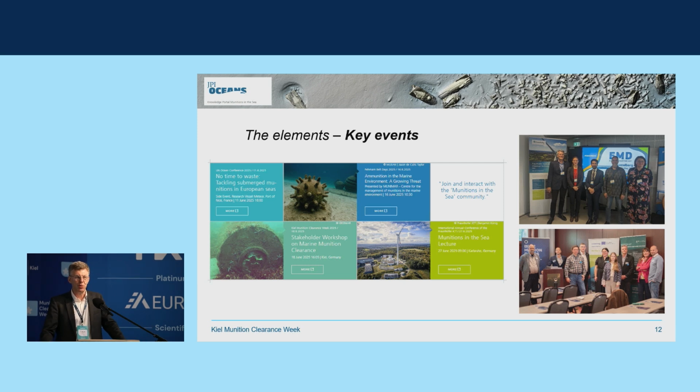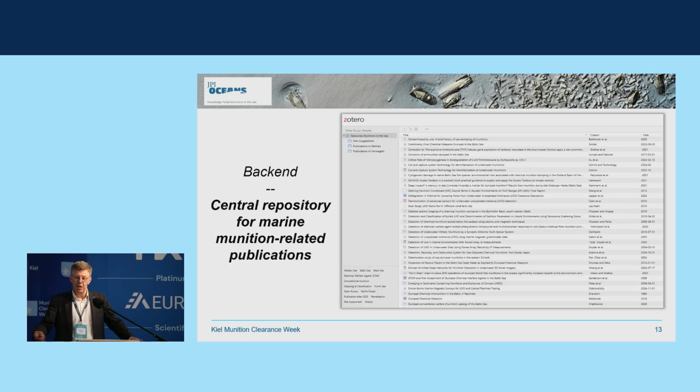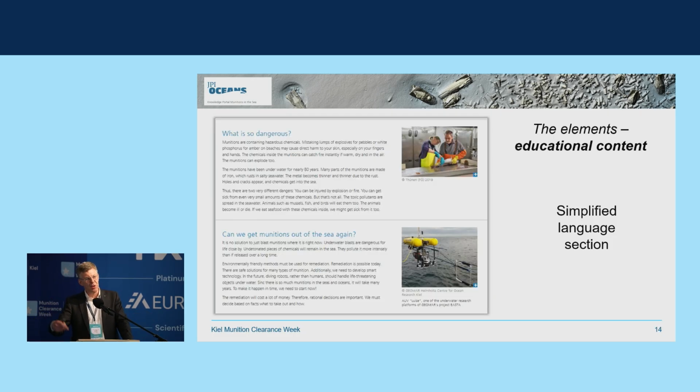And now we also have an array of key events that are happening, even though this is not intended as a news site, but key events like this one should also be mentioned here. And then there's a back end at this point, a central repository for marine munition-related publications. That's quite a bit of work, and also to keep it updated, and it will at some point also be publicly available. This is somehow ever ongoing work, I should say. And here's also the educational element, a page with simplified language. Again, maybe journalism could find an entry place here, but also the interested public.